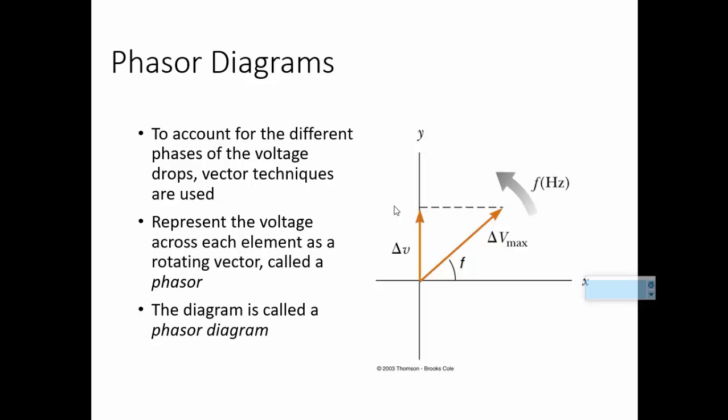You can choose to represent it in what we call phasors. Phasors are a neat way of representing these voltage drops so that we are able to account for them effectively. To account for different phases of the voltage drops, vector techniques are used. This represents the voltage across each element as a rotating chord, a phasor. The diagram is called a phasor diagram. So we have the x and y axis here, and what you see here is the actual supply voltage itself, and this becomes the maximum voltage.